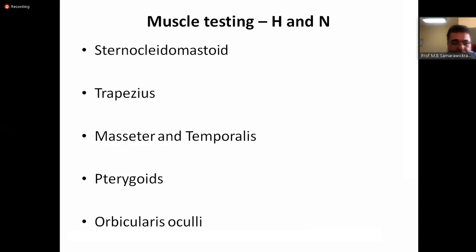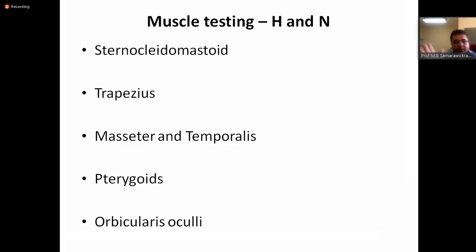Then sternocleidomastoid, trapezius, masseter, temporalis, pterygoids, orbicularis oculi. These muscle testing also you must know. You know sternomastoid muscle, for example, turns the face to the opposite side. So if you want to test the right side, you keep your hand on the left side and ask the patient to turn the head towards the left side. So that means now the muscle of the right side is acting. You can see the right side sternomastoid muscle is contracting, right?